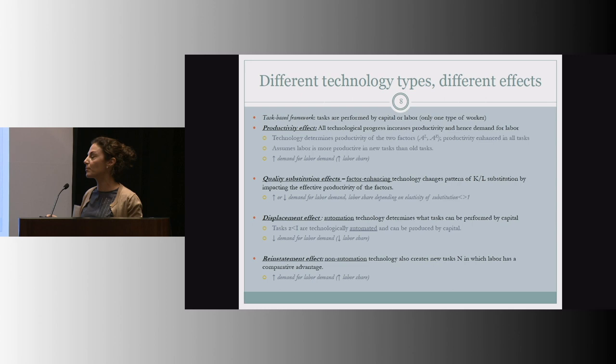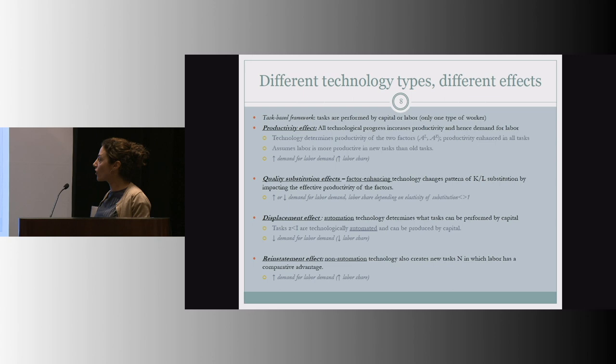And then the innovation of this paper is to give us two more types of effects, which are the displacement effects that come from the automation technology. And this is all about the I. How many tasks are in this set I that can be done by capital? And as we have innovations in automation, I increases and labor suffers as a result. And then there's this offsetting effect called the reinstatement effect, where there's a new set of tasks N. So the race here is all between I and N in figuring out how labor is going to fare.